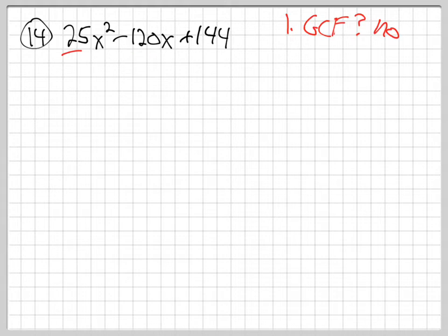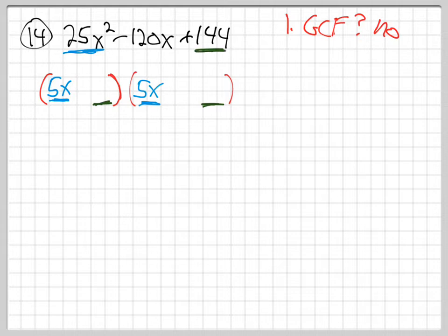So it's good we looked for it. It's not here. Later it will be showing up. So it's important to be looking for the GCF. All right. It's not there. Go right to the 2 parentheses, and you know the drill, right? It's front times front to make front. What times what makes 25x squared? 5x, 5x. And then you jump to the back. Last times last to make last. What times what makes 144?